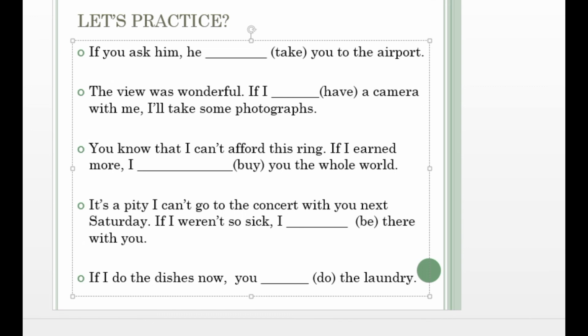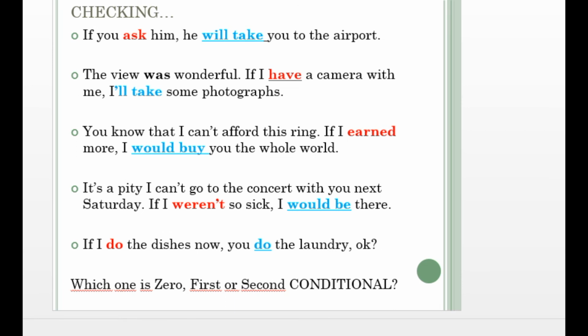So, pay attention to the context and organize your ideas by checking which conditional sentence, zero, first, or second, is the best one that matches the sentences to complete them, right? Checking your answers. Let's go ahead. If you ask him, he will take you to the airport. Remember, we have if plus the verb in the present, and in the main sentence I use will plus the verb in the infinitive, right?